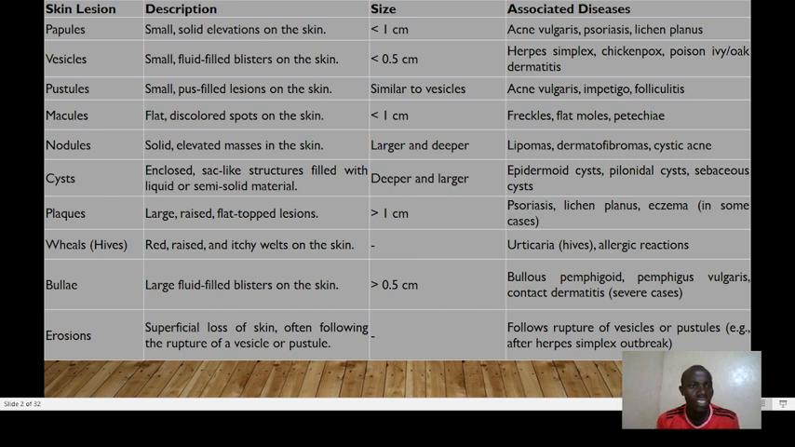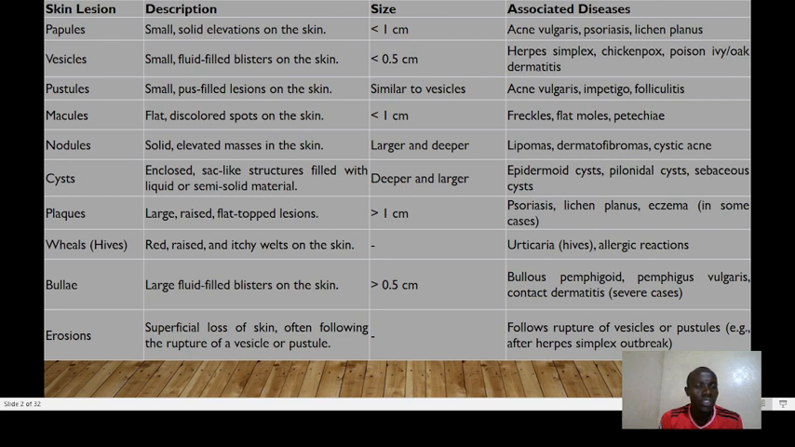We have pustules. These are small pus-filled lesions. Remember, vesicles are fluid-filled, while these are pus-filled. They are pustules. They are similar to vesicles in that they are less than 0.5 centimeters, and they occur in a person with acne vulgaris, impetigo, and folliculitis. We have macules, and these are flat discolored spots on the skin, less than 1 centimeter, associated with freckles, flat moles, and petechiae.